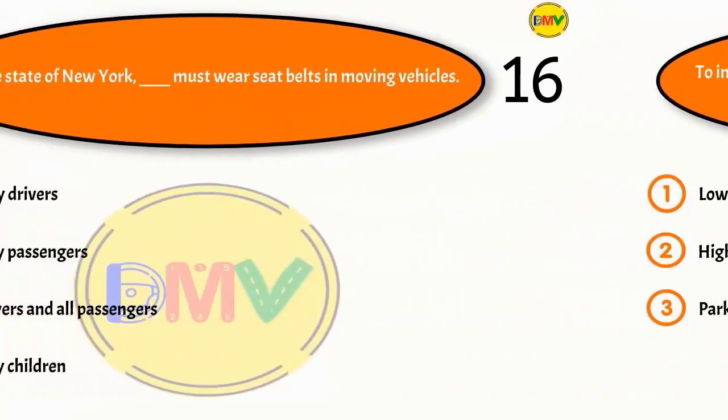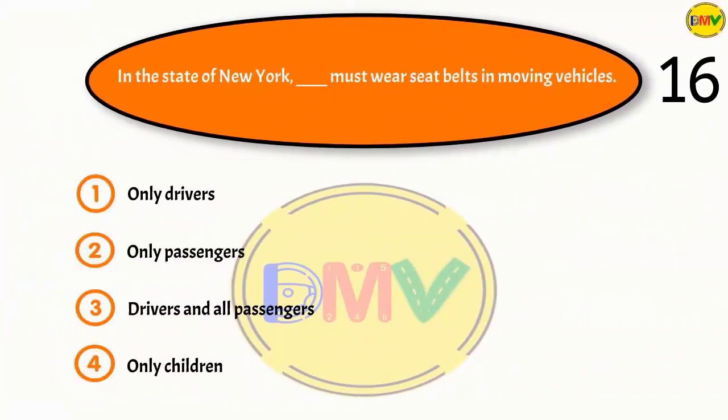The question 16. In the state of New York, who must wear seat belts in moving vehicles? 1. Only drivers. 2. Only passengers. 3. Drivers and all passengers. 4. Only children.